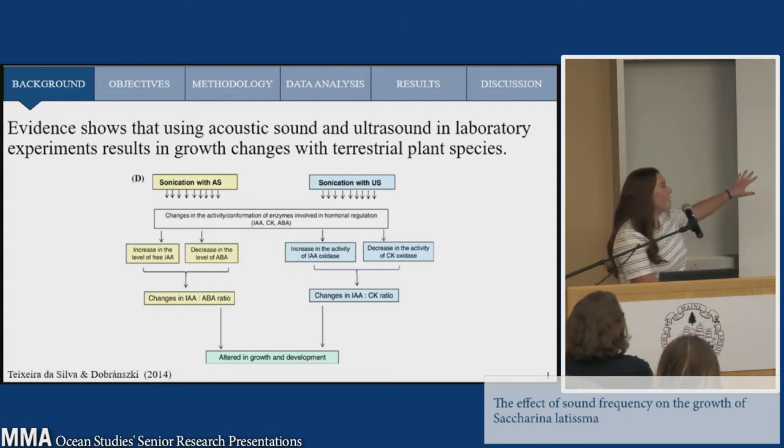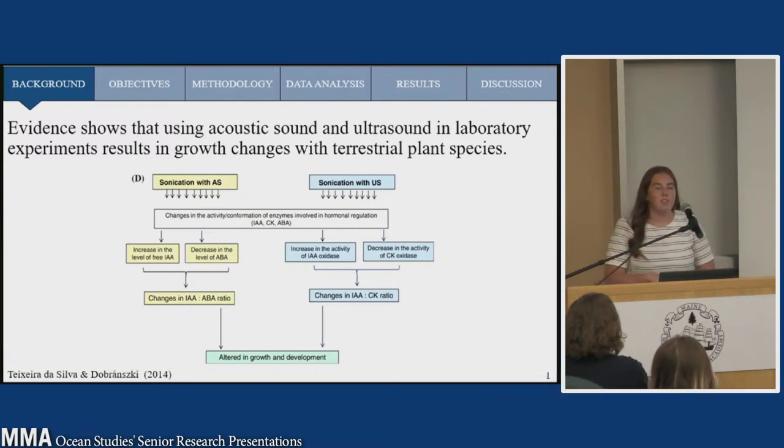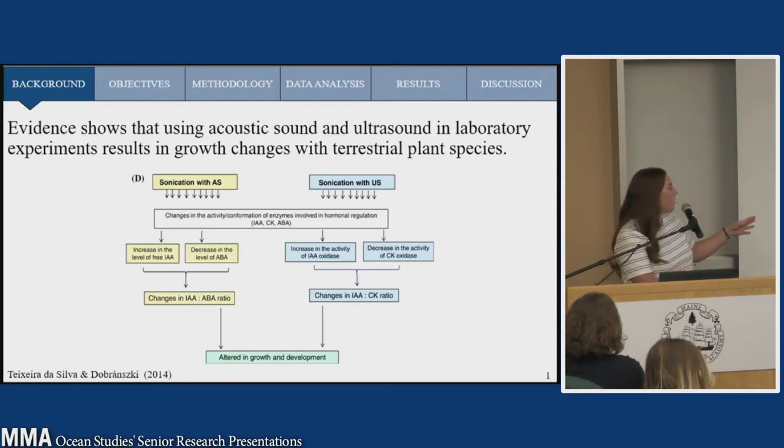So this is from one of the papers that I was looking at throughout my study. And this is from a laboratory experiment that looked at different types of terrestrial plants and how they responded to sonication with acoustic sound or sonication with ultrasound. And it kind of just mapped out the results that they saw with different species of terrestrial plants. And basically, throughout this whole paper, they found that almost all of these terrestrial plants responded with alterations in growth and development.